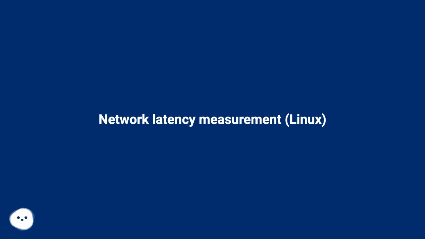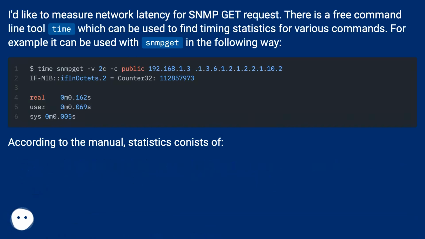Network latency measurement, Linux. I'd like to measure network latency for an SNMP GET request. There is a free command line tool, time, which can be used to find timing statistics for various commands. For example, it can be used with snmpget in the following way.